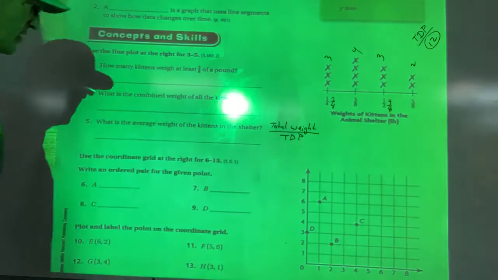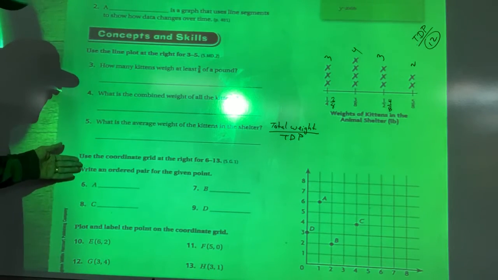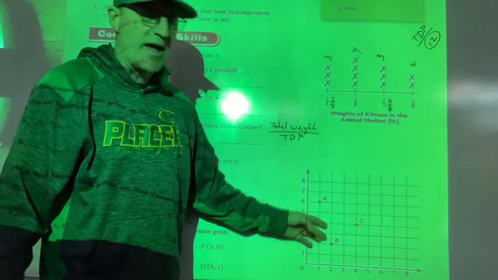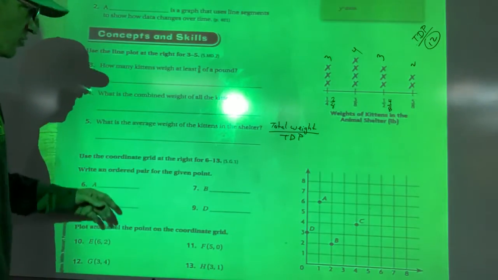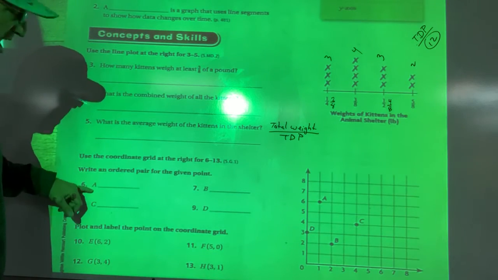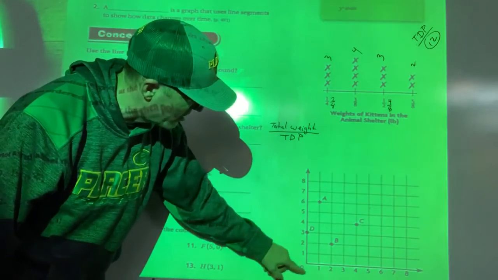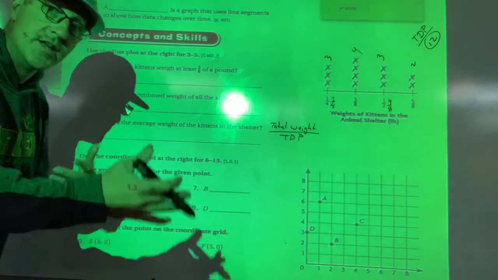Okay, looking at the bottom, use the coordinate grid at the right for 6 to 13. This is a coordinate grid. Okay, it would be a line graph probably if we connected points on here, but we're not doing that. It's just a coordinate grid. Write the ordered pair. So for A, it's over, up. So to get to A, I go over 1, up 6. So I write 1, 6.